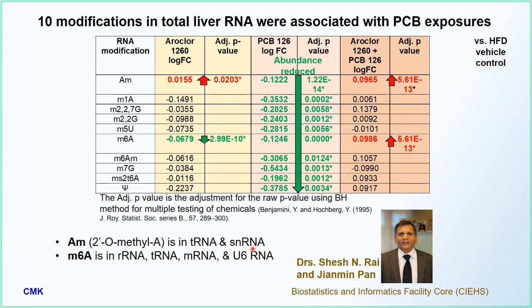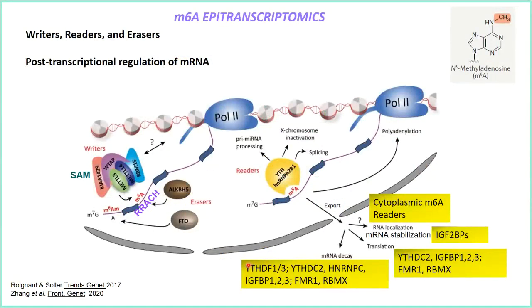AM is in tRNA and short nucleolar RNA, whereas M6A is in all kinds of RNA: rRNA, tRNA, mRNA, and U6 RNA, as well as lncRNAs and microRNAs, their primary transcripts, primary microRNAs. So what regulates M6A deposition? The answer is that there's a writer complex, including METTL3, which is the catalytic enzyme, which actually attaches that methyl group from SAM, the methyl donor, onto the adenosine at a particular ribonucleotide stretch called the RRACH sequence. So that A is actually the target of the METTL3 enzyme, but it's in this big complex of proteins.